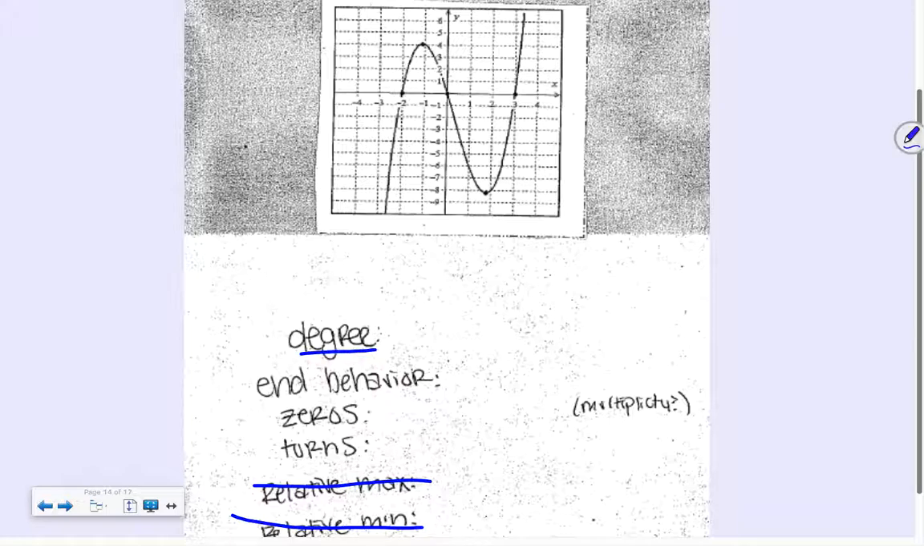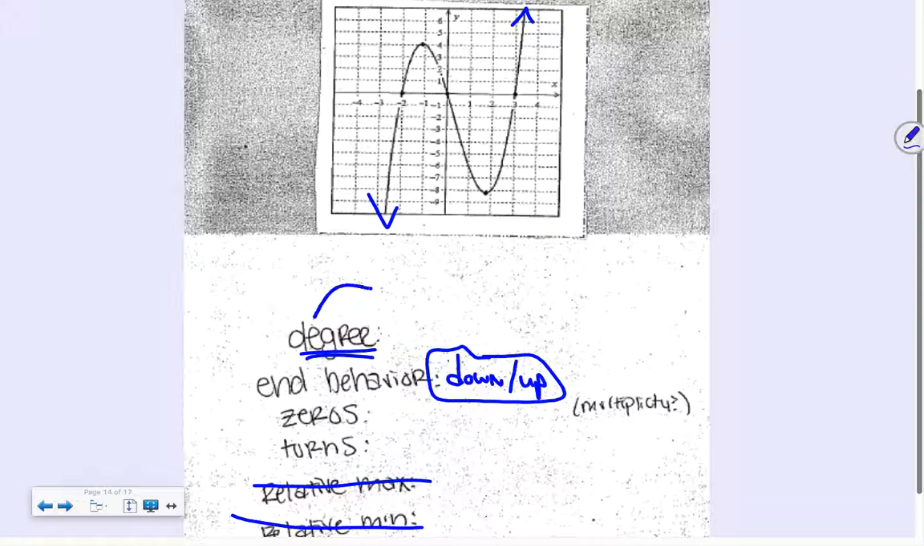Would you tell me the degree? Is this even or is this odd? Odd. Down on the left, up on the right. So I guess I've already answered the end behavior, haven't I? The end behavior is down on the left, up on the right. Got it. Let's do degree.